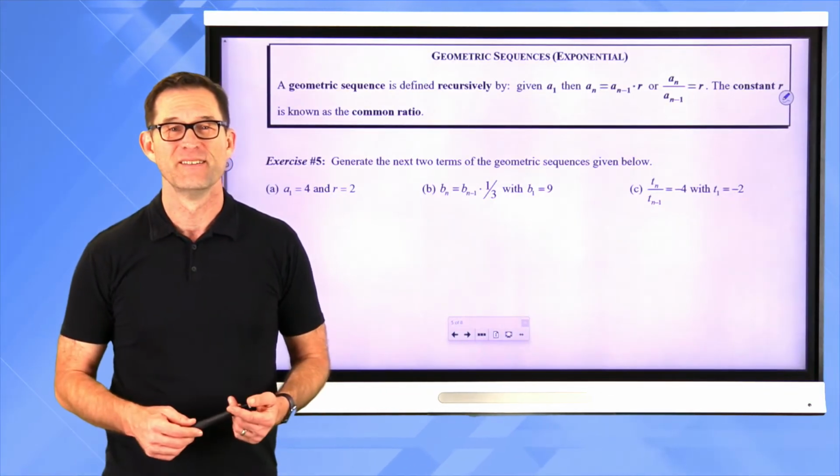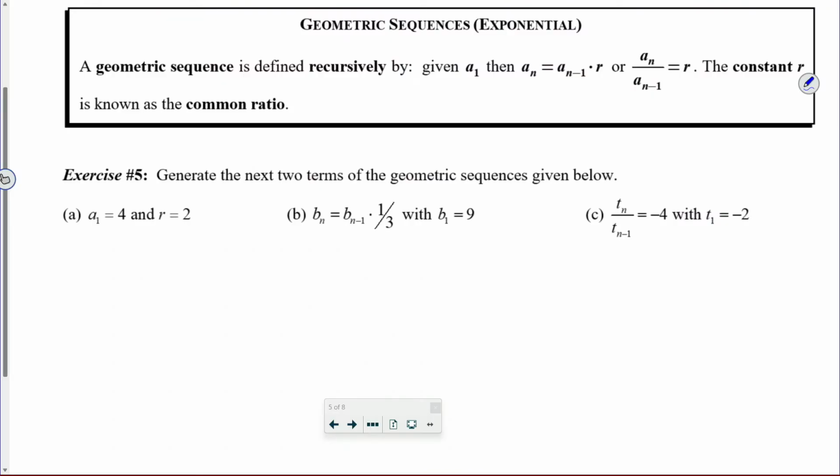Let's take a look. A geometric sequence is defined recursively by, given a1, then an is equal to an minus 1 times r, or an divided by an minus 1 is equal to r. The constant r is known as the common ratio.